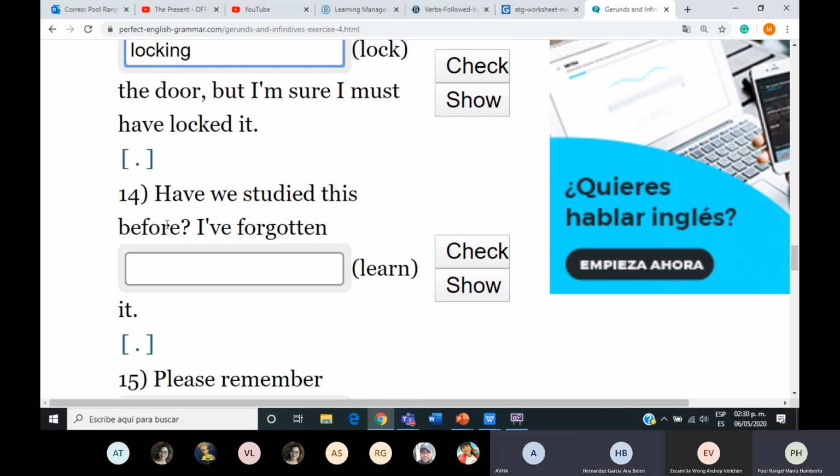Have we studied this before? I've forgotten. Have we studied this? Have we studied this before? I've forgotten. Learn it.